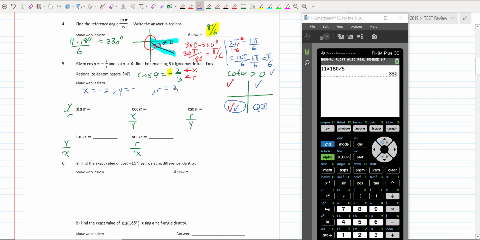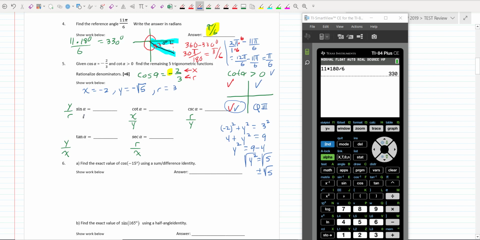What we know how to do here is the Pythagorean Theorem, so we would have x squared plus y squared equals r squared. That would be 4 plus y squared equals 9, so y squared equals 9 minus 4, which is 5. Taking the square root of both sides, you get plus or minus root 5, but remember we're in quadrant 3, so that would be negative square root of 5. Now you're ready to put everything together.